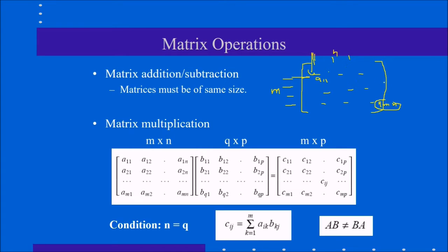So you can add two matrices, subtract two matrices, multiply two matrices, but there are certain things which need to be known. First, when you want to add two or more matrices, they should be of the same size. That is, if this matrix is m by n, the other has to be m by n.